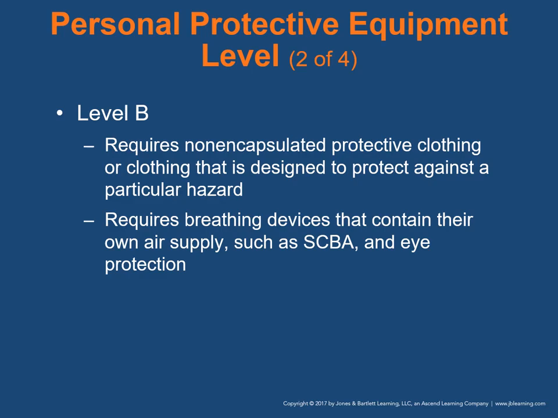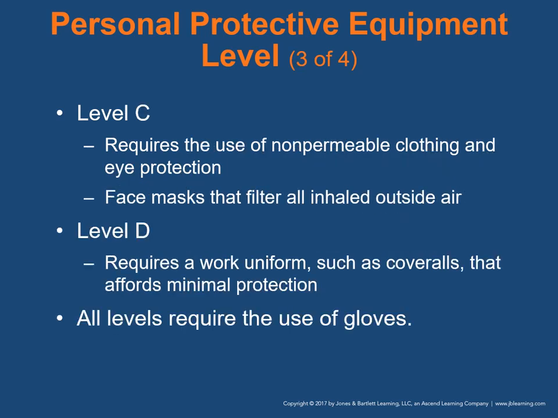Level B requires non-encapsulated protective clothing or clothing that is designed to protect against a particular hazard. It also requires eye protection and breathing devices that contain their own air supply, such as SCBA. Level C, like Level B, requires the use of non-permeable clothing and eye protection. In addition, face masks that filter all inhaled outside air must be used. And Level D requires a work uniform such as coveralls that afford minimal protection.